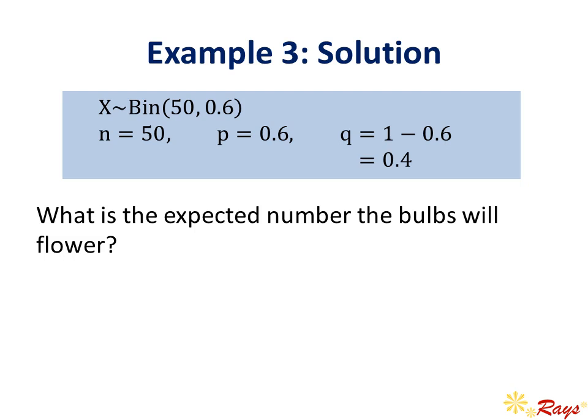So what is the expected number of bulbs that will flower? Remember the formula. Expectation E(X) is equal to np. So we just plug in the values and that is our final answer.